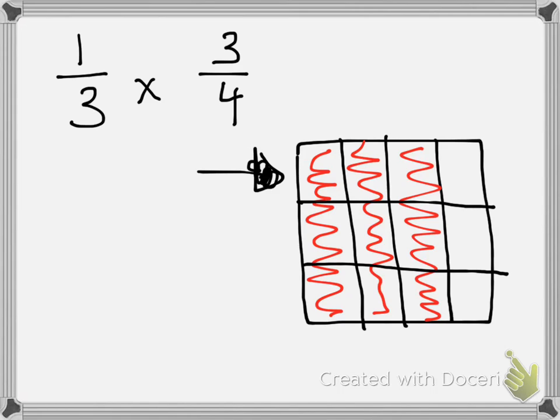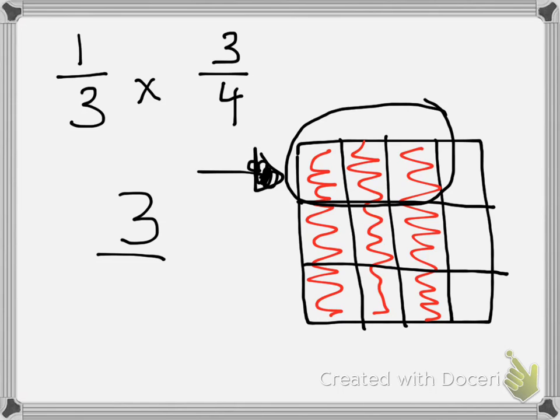So we're talking about just this group right here. Now, how many pieces are we talking about? Well, we're talking about just 3. And in the whole thing, we have 12. So 1/3 of 3/4 is 3/12.